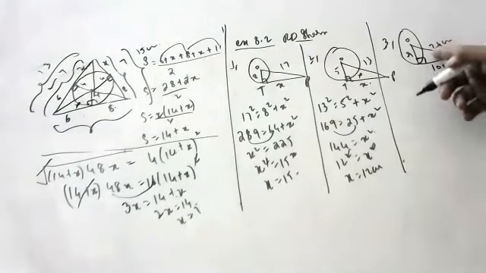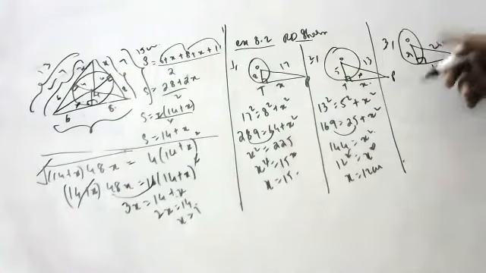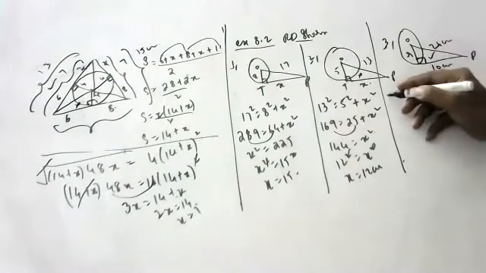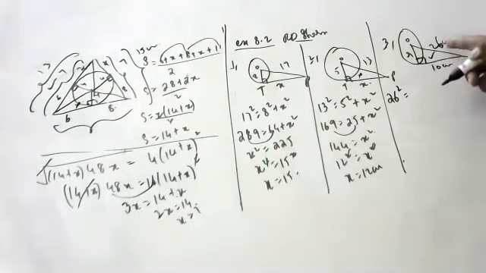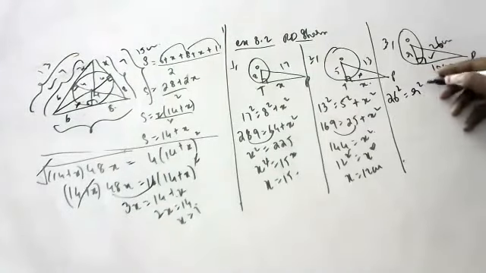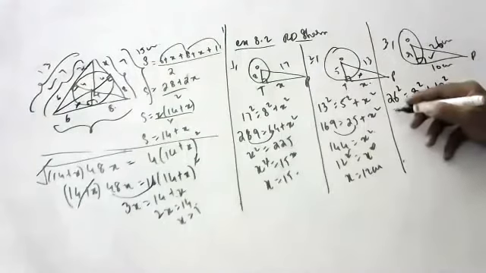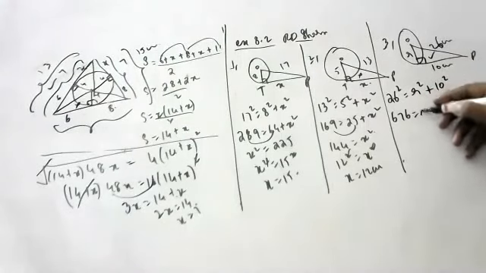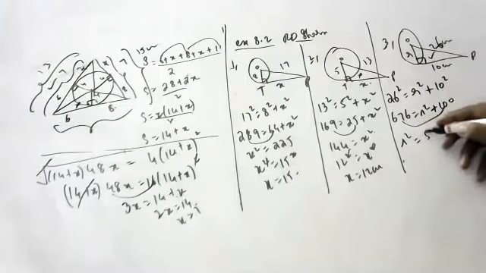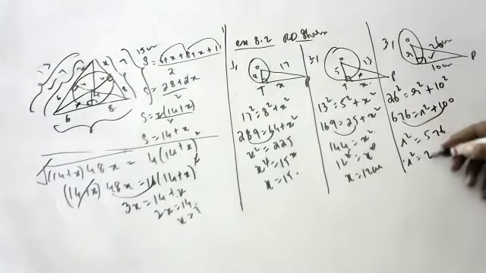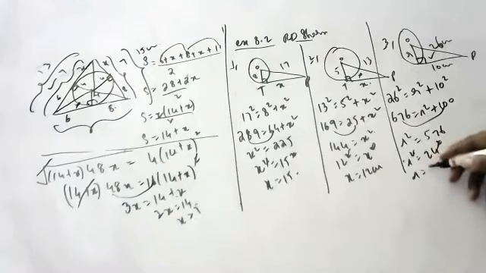Rohan, can you tell how to find it? How to apply Pythagoras theorem here? 26 square is equal to 10 square plus r square. 676 is equal to 100 plus r square. 576 is equal to r square. So r is 24. 24 centimeters is the radius of the circle.